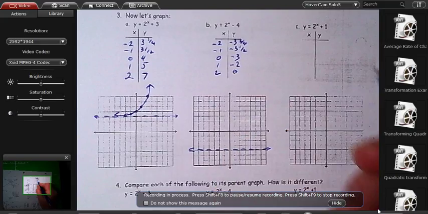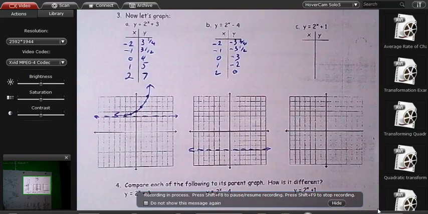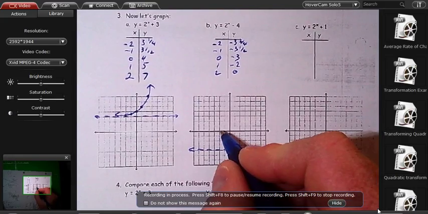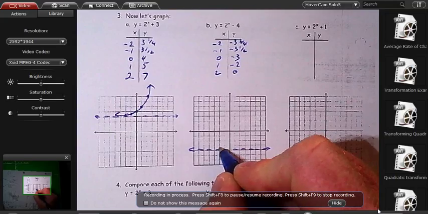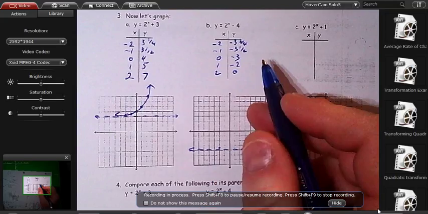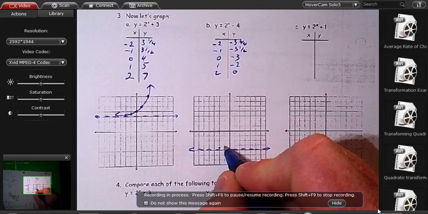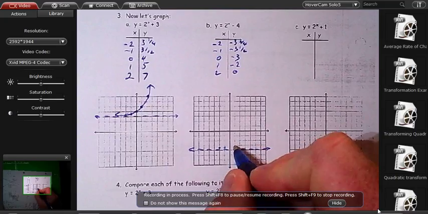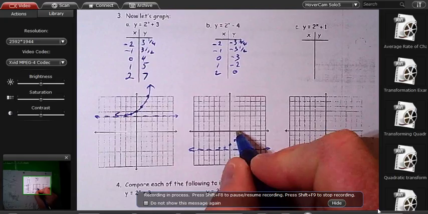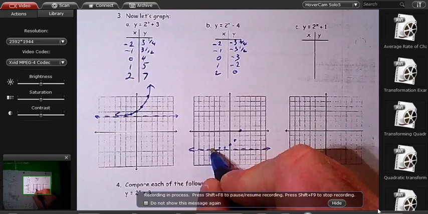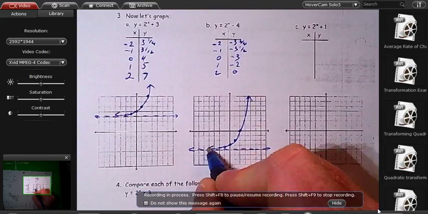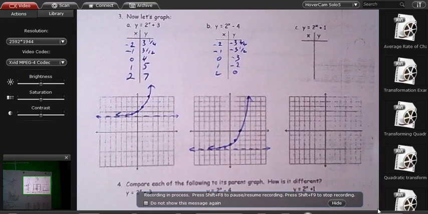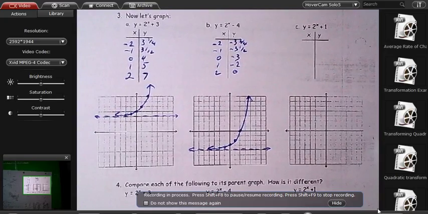So now we're going to plot these. We're going to go to the left 2 and down 3 and 3/4. Left 1 and down 3 1/2. At 0, we're going to go down 3. At 1, we're going to go down 2. And at 2, we're going to stay on the x-axis. So you see that your curve looks just like the original curve, but it's down 4 units. Every one of these points got moved down 4 units from where it was before.